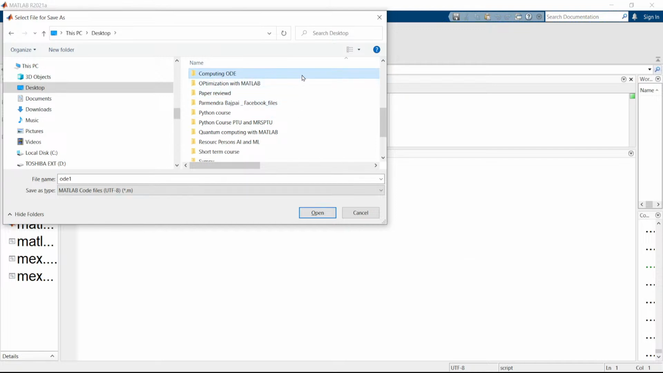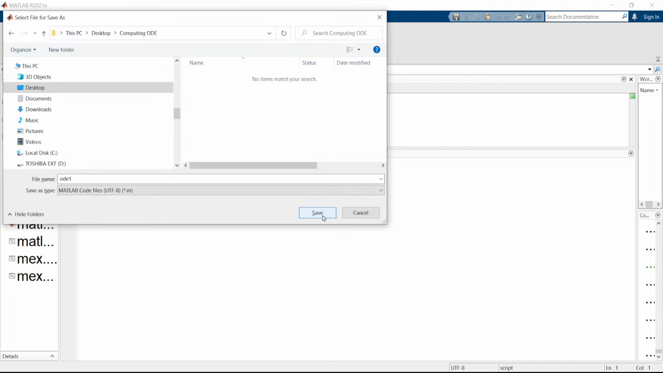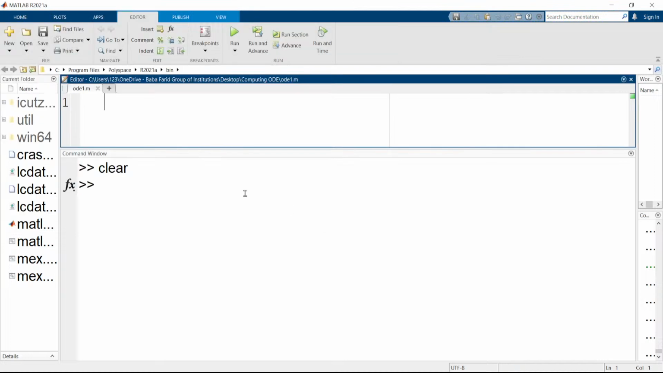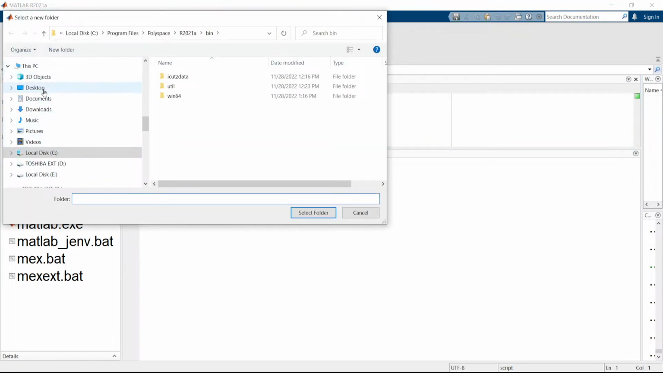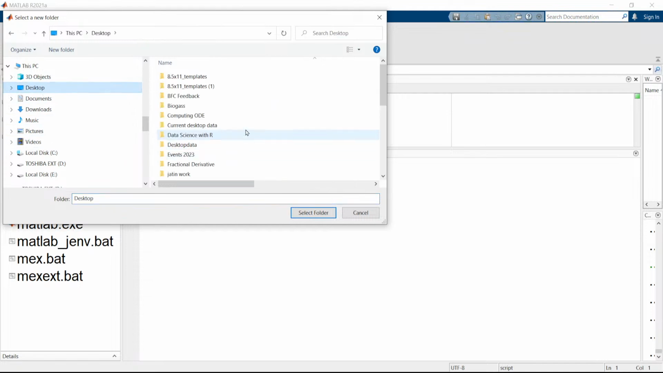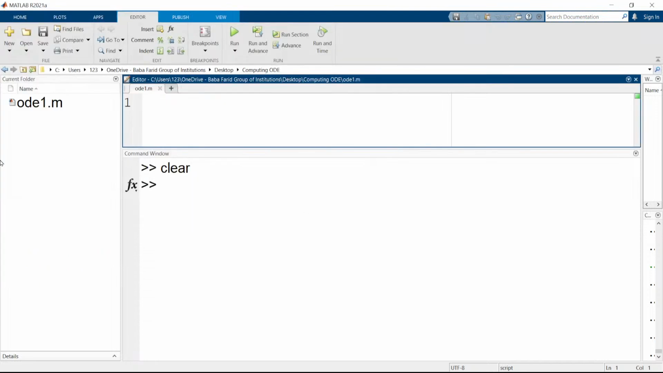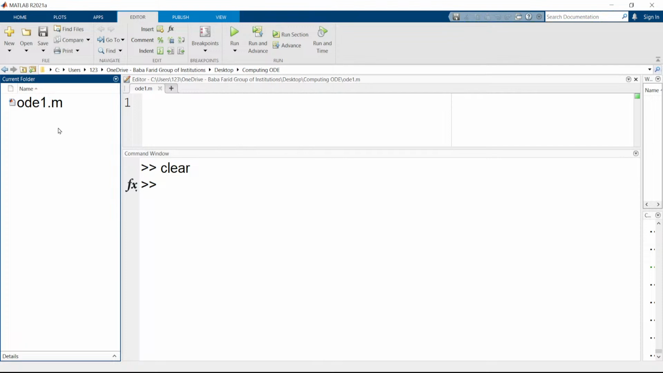So now double click on it and save it. So you can see this is the path for the same. Editor, C, user, and so on. Okay, the file is saved in this path. If you want to open the same, you can go from this place and go to the desktop and computing ODE. Yes, you can see the file is saved in this current directory.